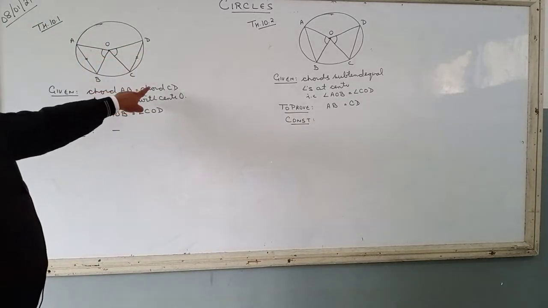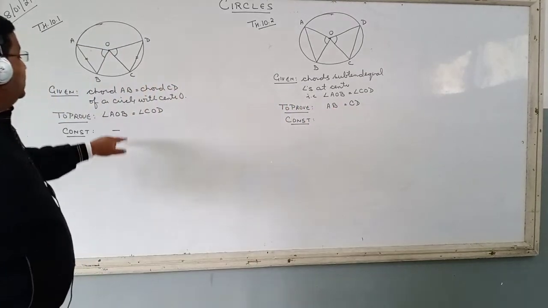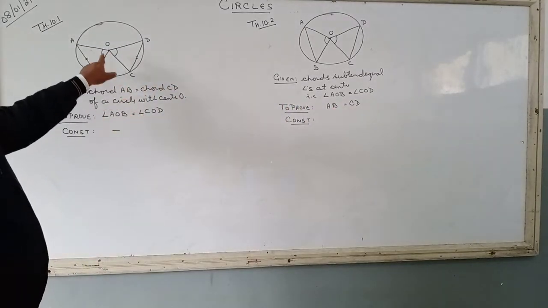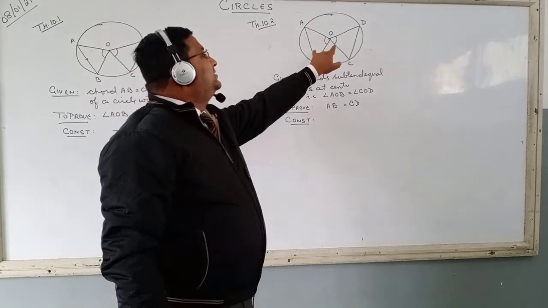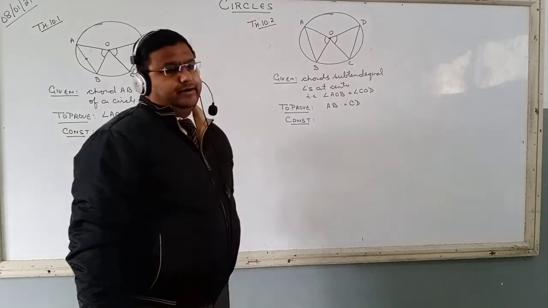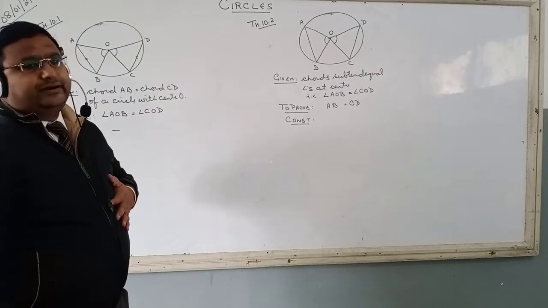Here he is telling you that the chords are equal. Here we have to prove that the angles subtended by the chords are equal. Here it is given that the chords' angles are equal, and we have to prove the chords are equal. Clear, students? Very important theorem.